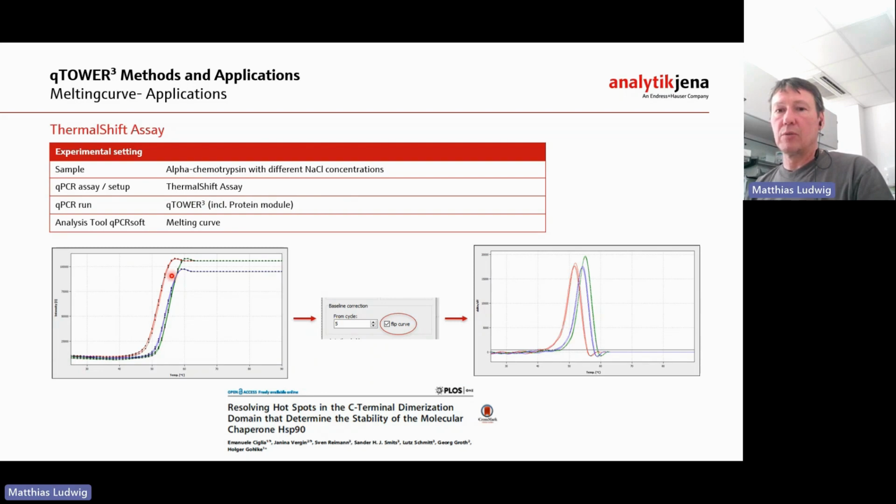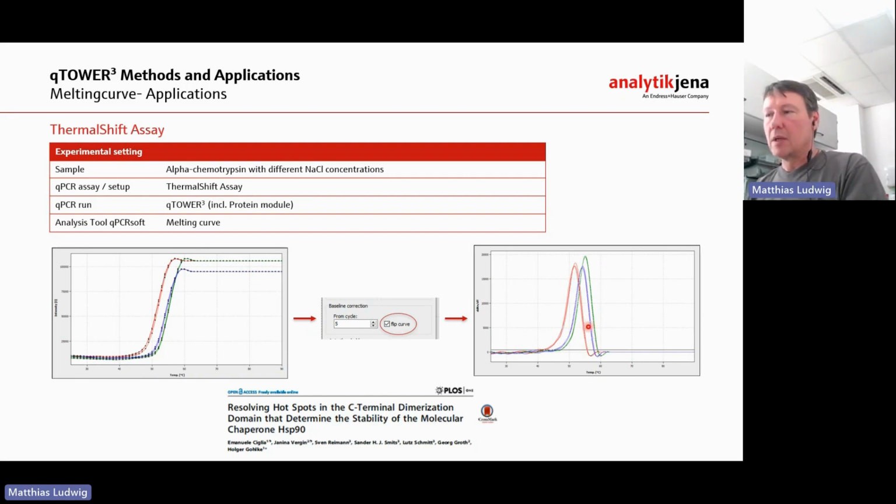For a thermal shift assay, it looks a little bit different. Here you have an increase of the fluorescent signal, not a decrease. When you work with SYBR Green, you have a decrease during the melting curve, and with SYPRO Orange, for example, you have an increase of the fluorescent signal.